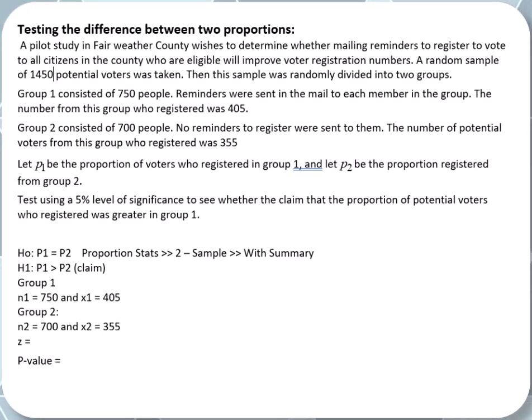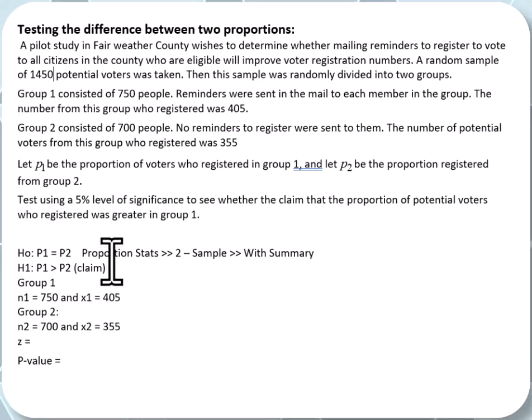So we need to test, guys, that P1 is greater than P2, and that would be your alternative hypothesis right there. P1 greater than P2, and the null is a statement of equality, so it has to be P1 equals P2. In order to perform the hypothesis test, we need the number of observations in group 1 and the number of successes, which is 750 for the observations and successes is 405. It's called X1 for successes and observations is 750, N1. For group 2, N2 is 700 and X2 is 355.